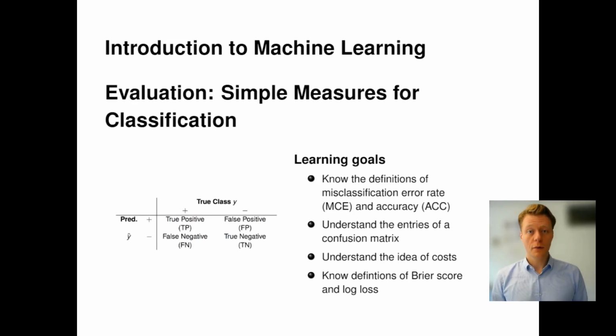We will talk about the misclassification error and accuracy, and we will talk about the confusion matrix and all the entries in the confusion matrix. Next, we will tackle the idea of costs and finally talk about the definitions of Brier score and log loss.